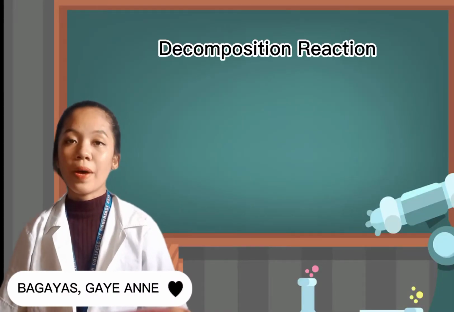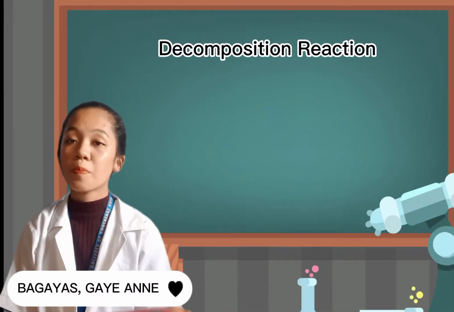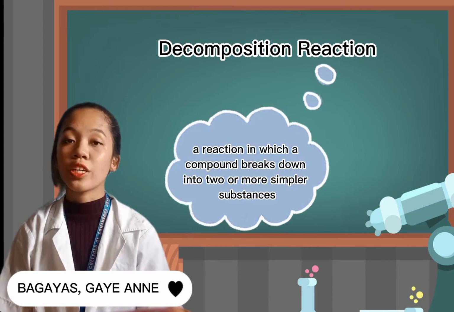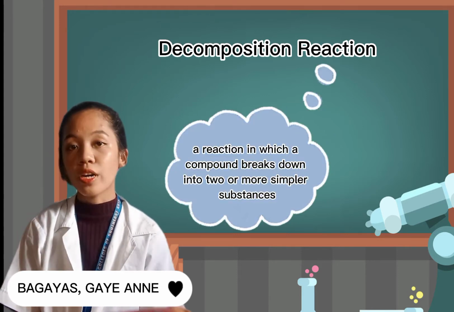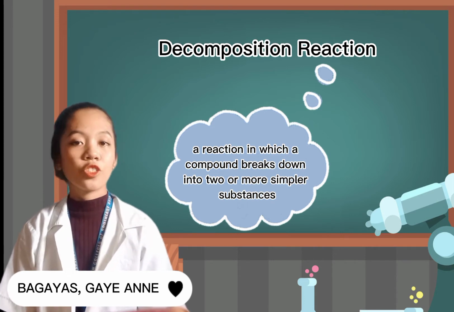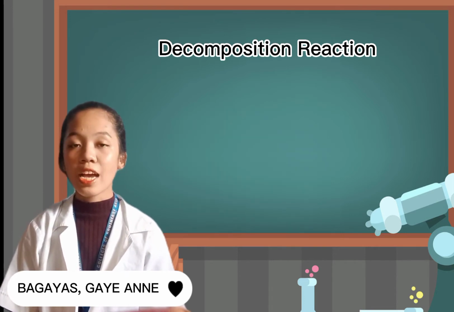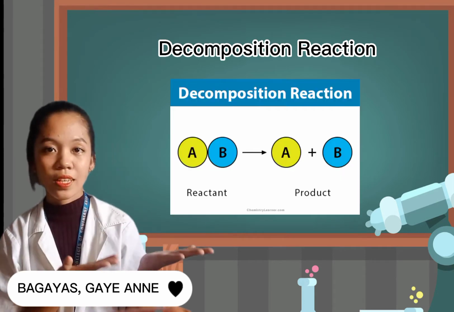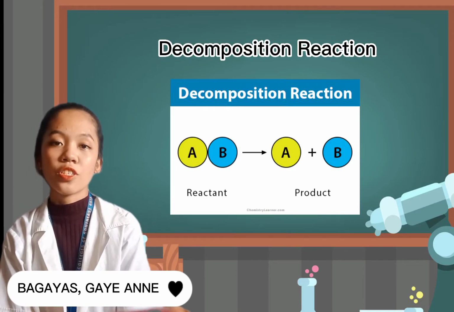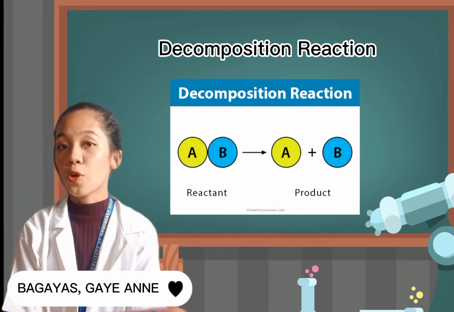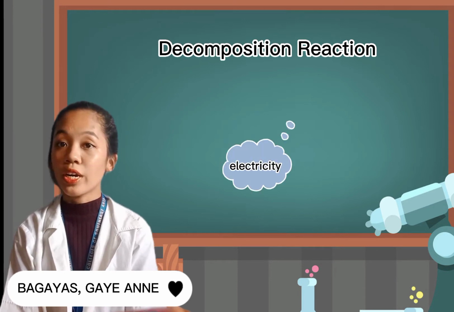So let's talk now about the decomposition reaction. A decomposition reaction is a reaction in which a compound breaks down into two or more simpler substances. The general form of a decomposition reaction is this. Most decomposition reactions require an input of energy in the form of heat, light, or electricity.